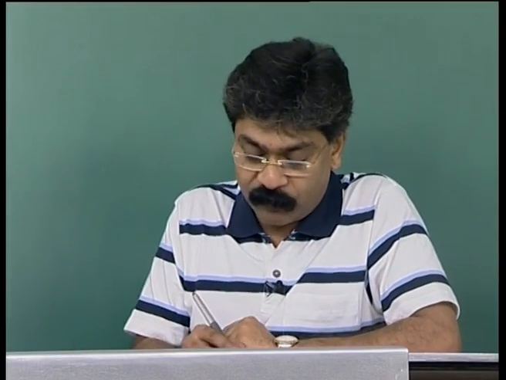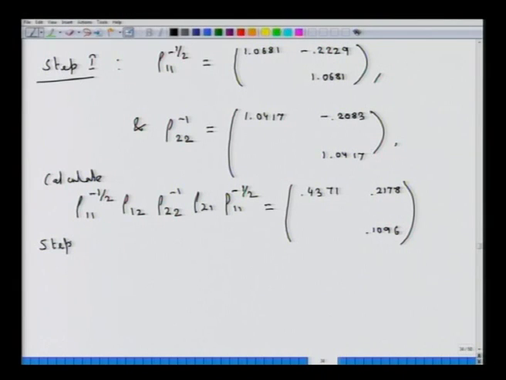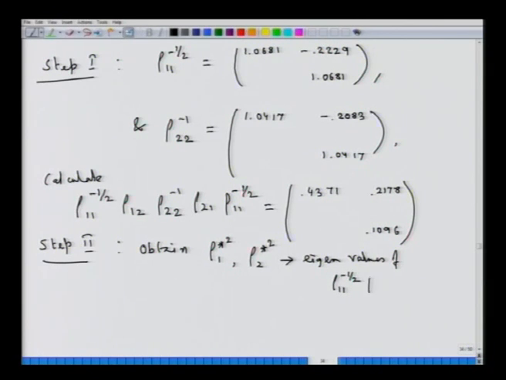So first, what we are going to look at is the canonical correlation coefficients. Step 2 is to look at this, and we obtain rho 1 star square, rho 2 star square. These are what? Eigenvalues of this matrix which we have computed, which is rho 1 1 to the power minus half, rho 1 2, rho 2 2 to the power minus 1, rho 2 1, rho 1 1 to the power minus half.